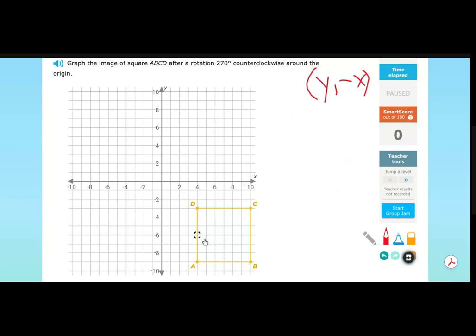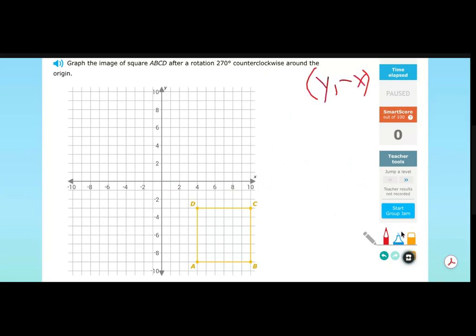So I'm going to go ahead and take my shape and rotate it counterclockwise, which would be going the way that you see my mouse going right now. 270 degrees means 3 quadrants over. So I should see my final shape end up over here in quadrant 3.